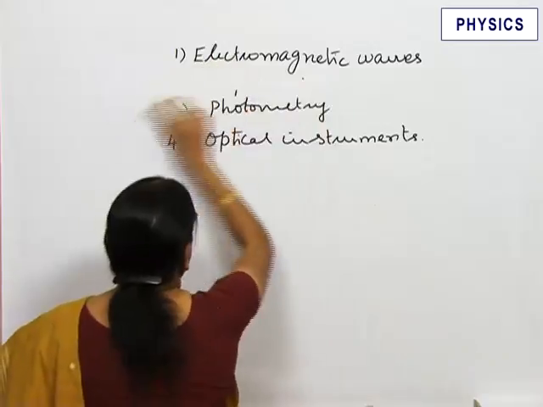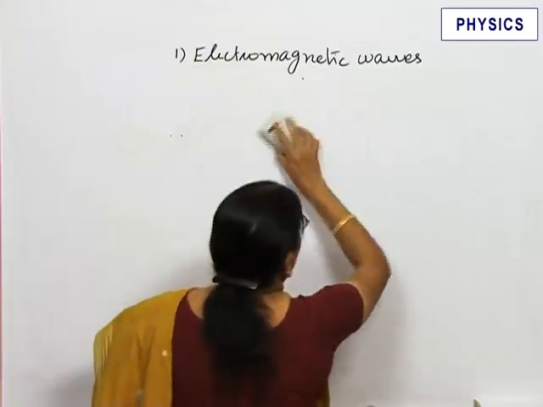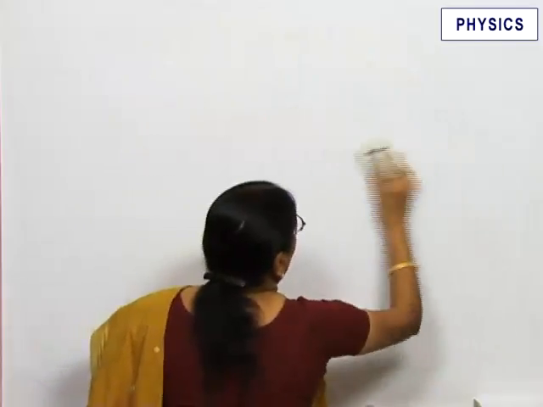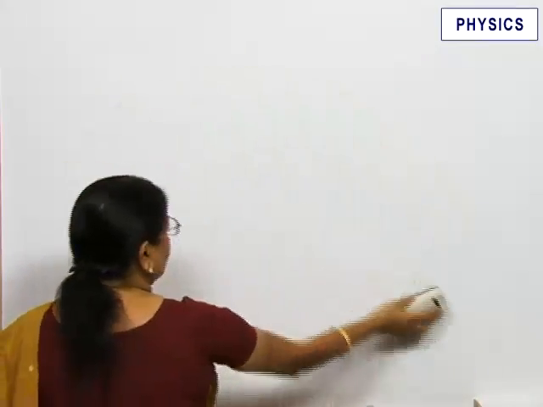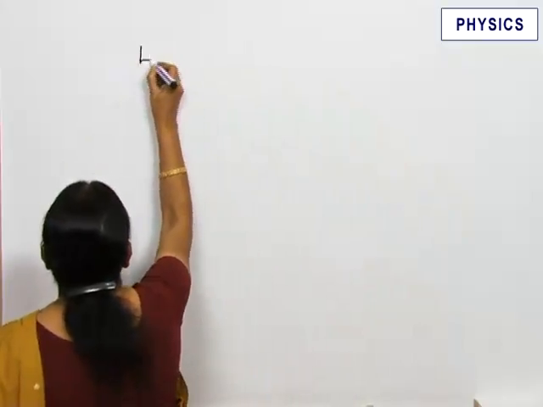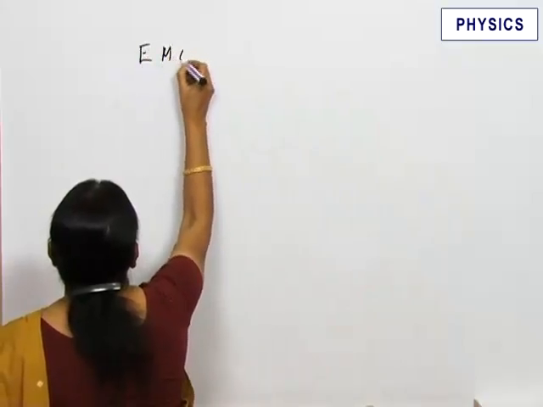Electromagnetic waves are waves which can travel in vacuum. They don't need a material medium like mechanical waves. So the general name given for them is electromagnetic waves or EM waves.